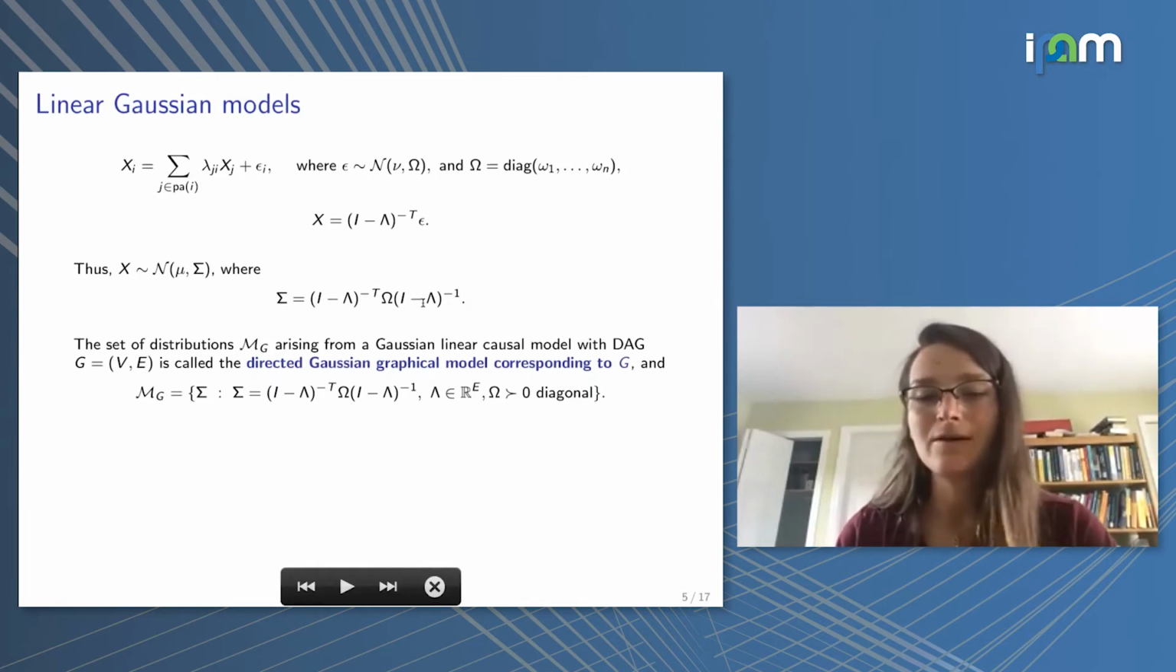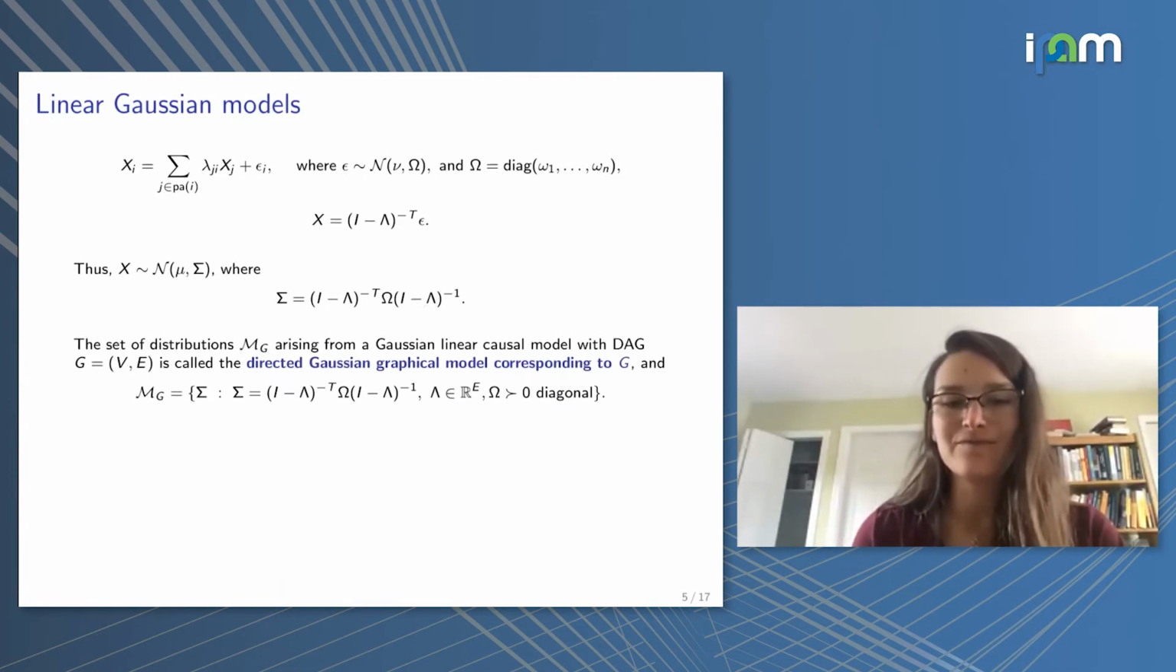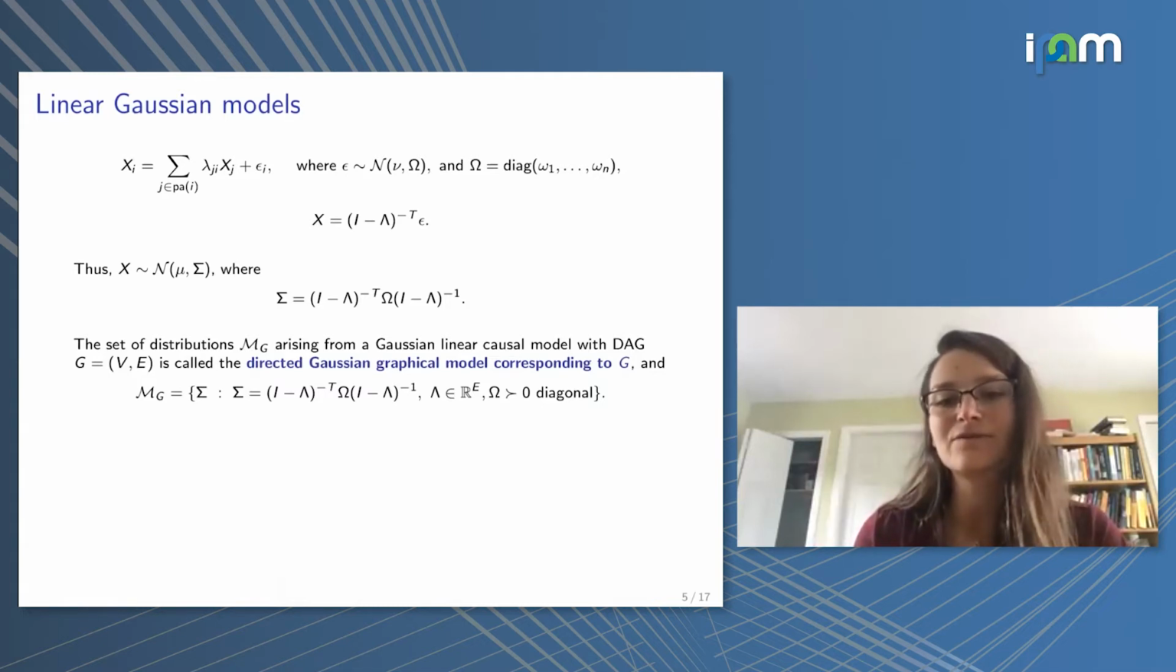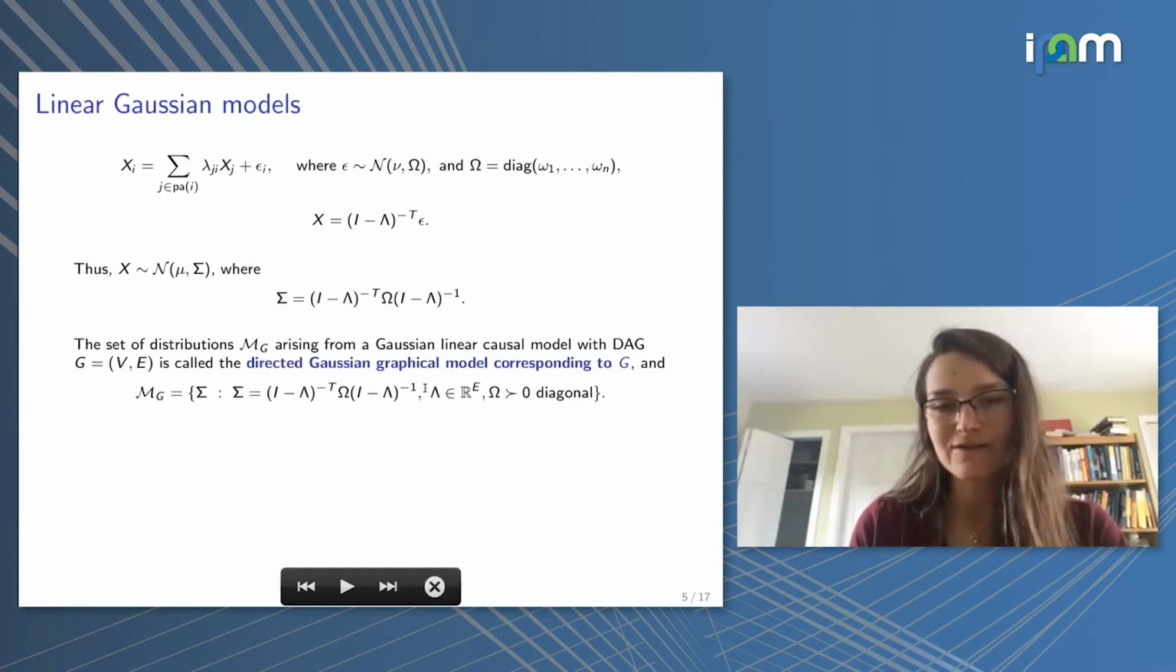And so we denote by M_G the set of covariance matrices, or we call it the set of Gaussian distributions that arise from a Gaussian linear causal model with DAG G, and we call this the directed Gaussian graphical model corresponding to G also. And really, it's all covariances that can be parameterized in this way.